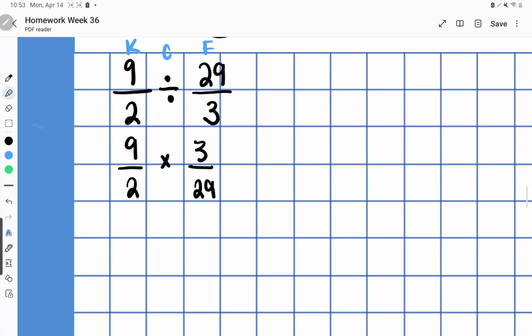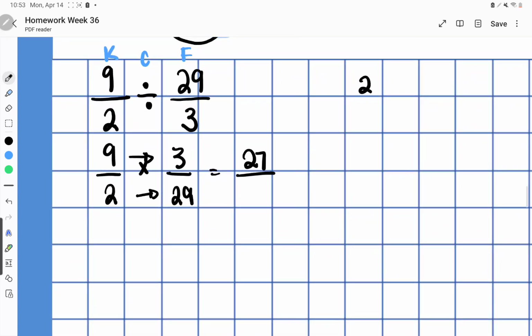We simplify before we multiply. 9 and 2 cannot be simplified. 3 and 29 cannot be simplified. 2 and 3 cannot be simplified. And 9 and 29 cannot be simplified. So now we just do tops times tops and bottoms times bottoms. 9 times 3 gives us 27. And then 29 times 2 gives us 58.